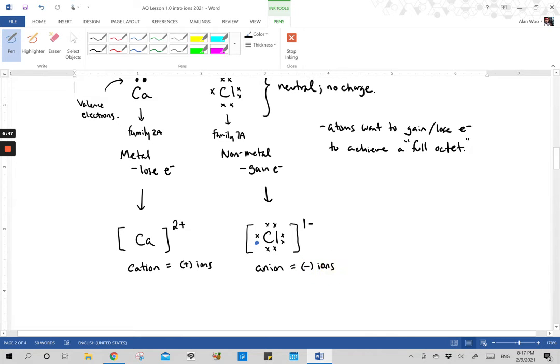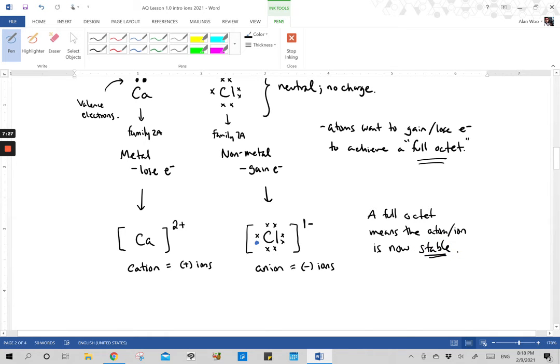ions. Okay, so the whole point of these atoms trying to gain electrons or lose electrons to obtain this full octet is that the full octet makes it stable. Okay, a full octet means the atom/ion is now stable.